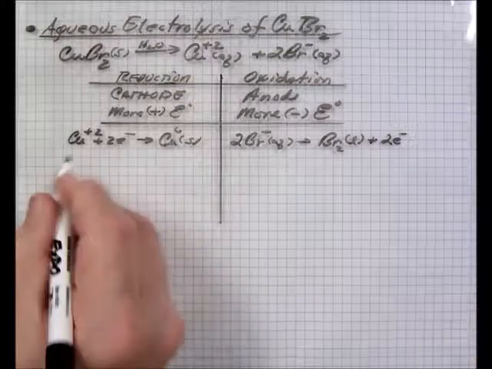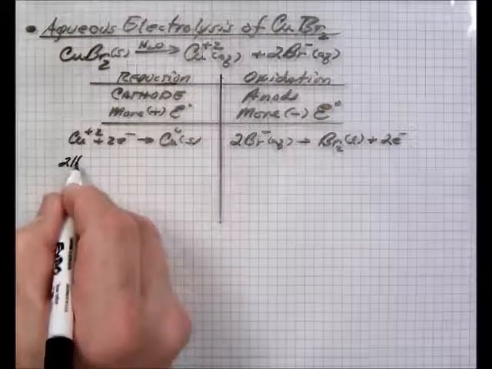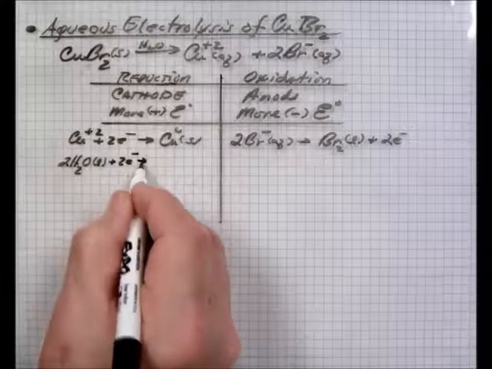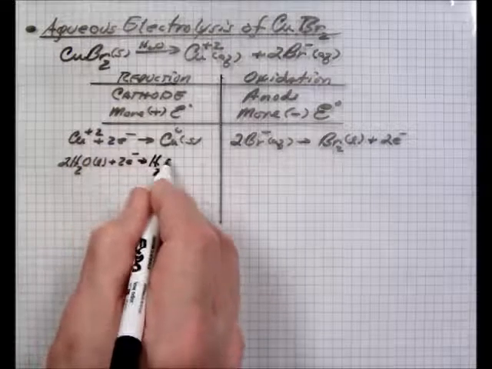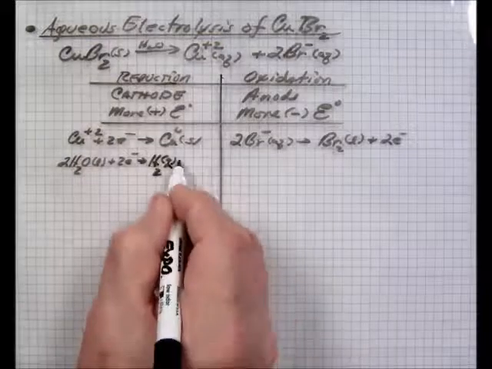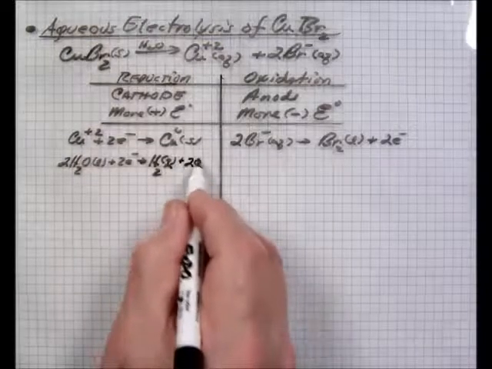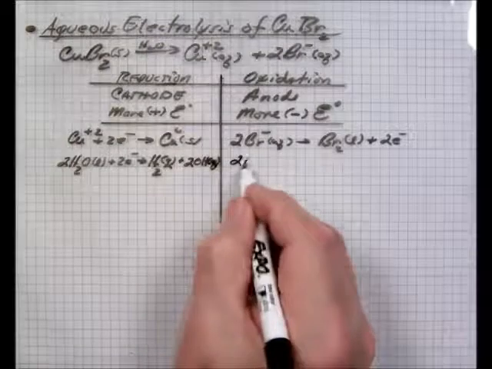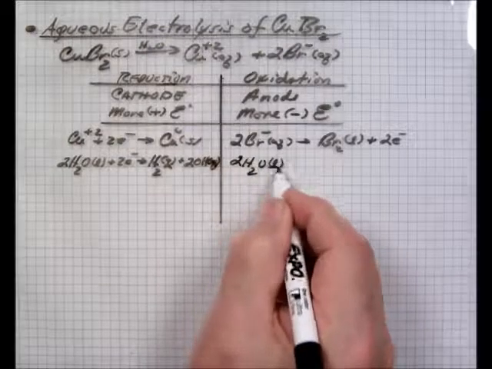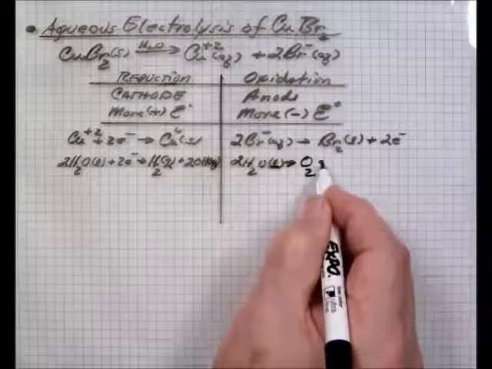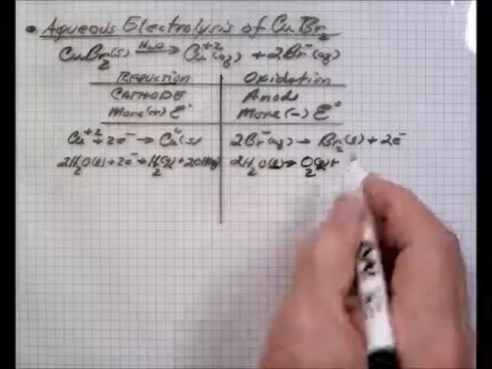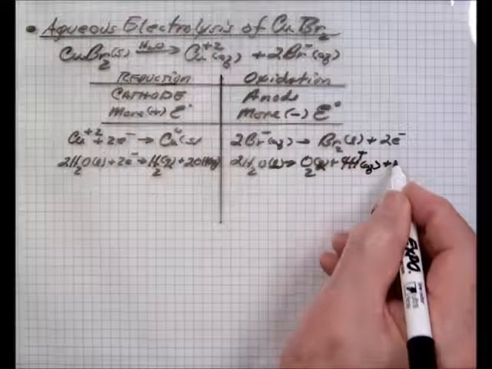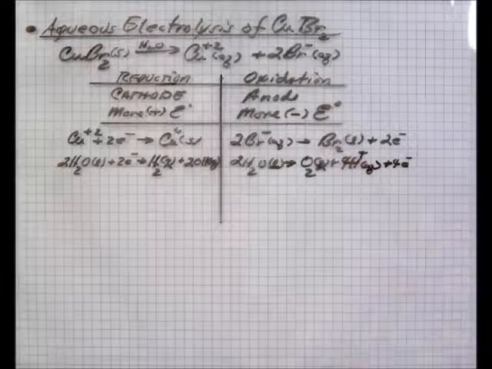Like that, water reduction goes to hydrogen gas plus 2 moles of hydroxide aqueous, and then 2 moles of water will go to O2 gas plus 4 moles of hydronium plus 4 moles of electrons.